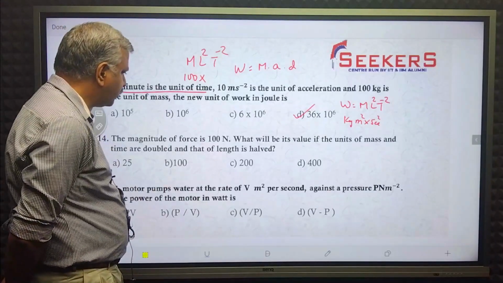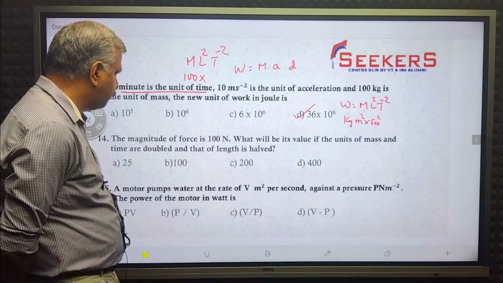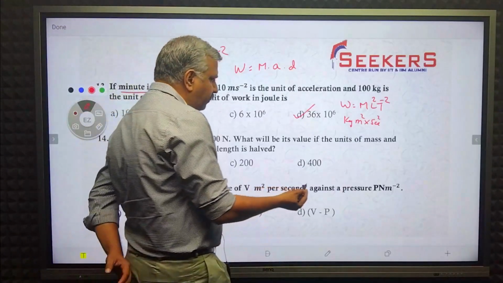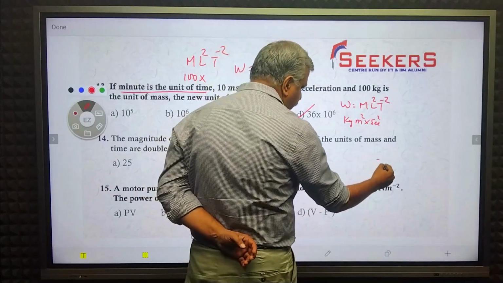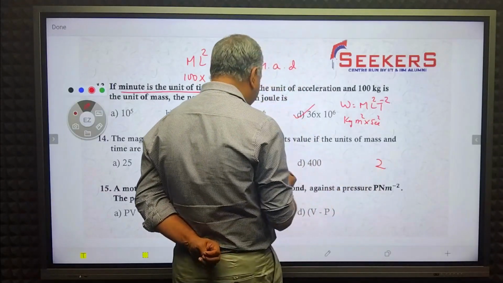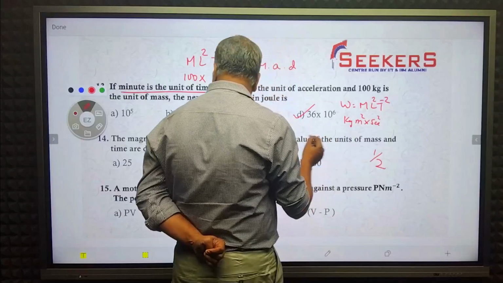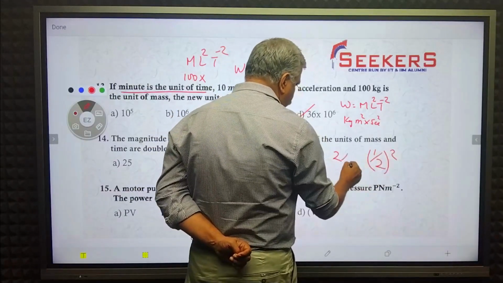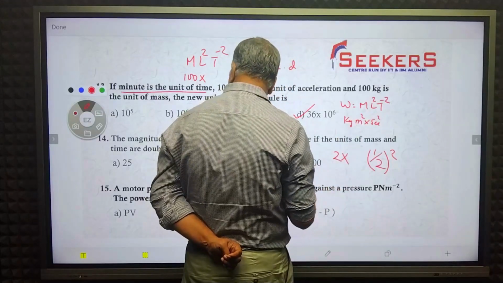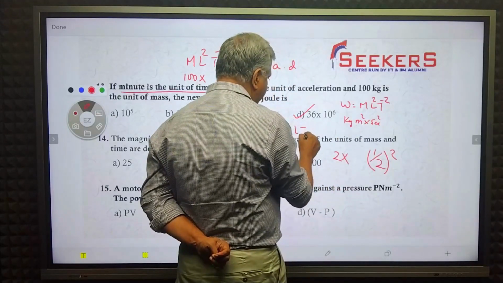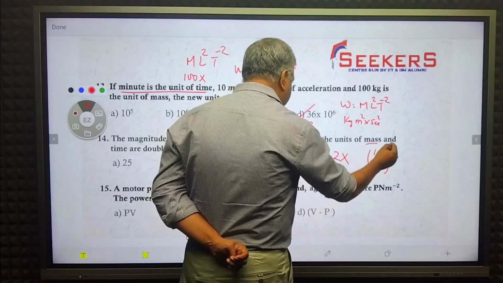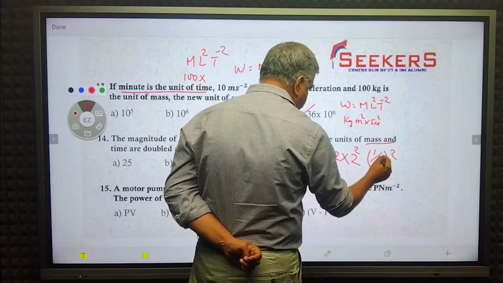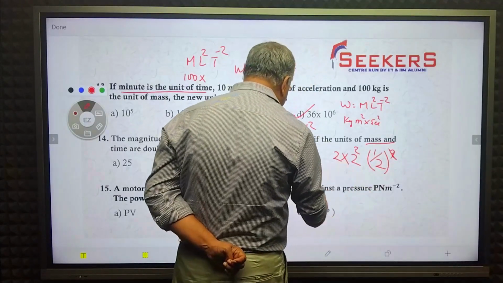The magnitude of force is 100 Newton. What will be its value if the units of mass and time are doubled and that of length is halved? So already we discussed if the length is halved, it will become 1 by 2 times L. If the units of mass and time are doubled, mass is 2, so this should be squared. They are talking about force. Force is M L T power minus 2. So if mass and time are doubled and length is halved, that means 2 squared into half. So that will give you 4 times. So it will become 400.